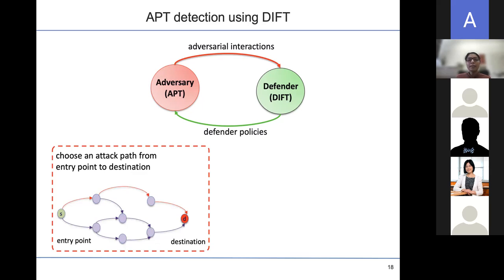If you look at the problem here, the goal of the attacker is to choose an attack path from the potential entry points. I'm just showing one entry point here, but it could be multiple. So the goal is to choose an attack path from the entry point and perform these transitions and finally reach the destination. By destination, I mean the target nodes, right? Because all these entry points and targets are nodes in this information flow graph, right?